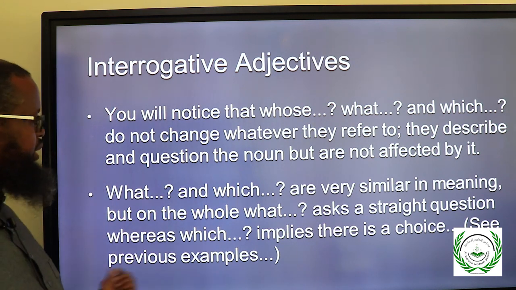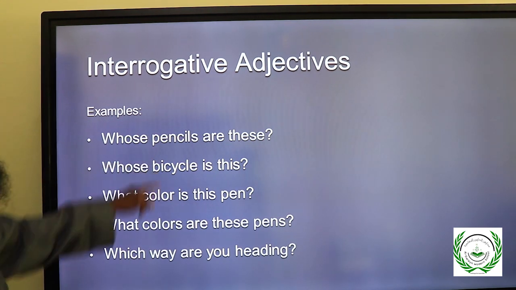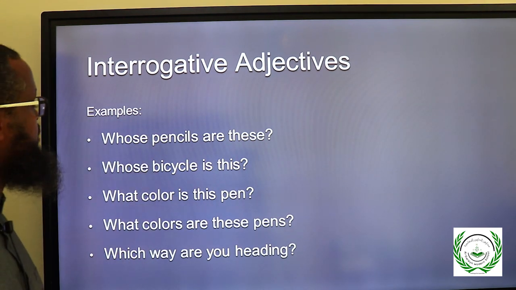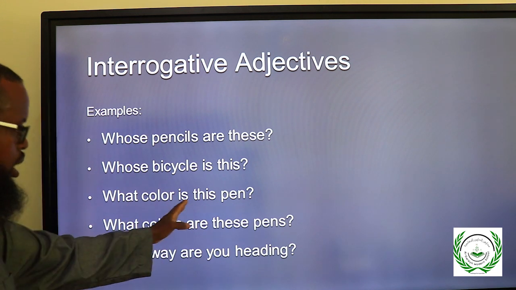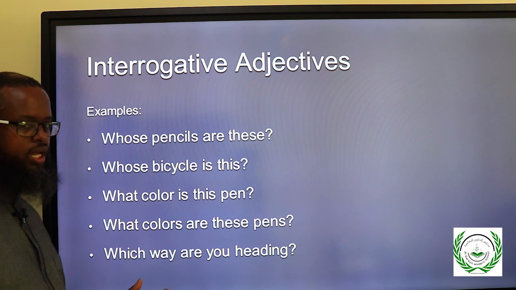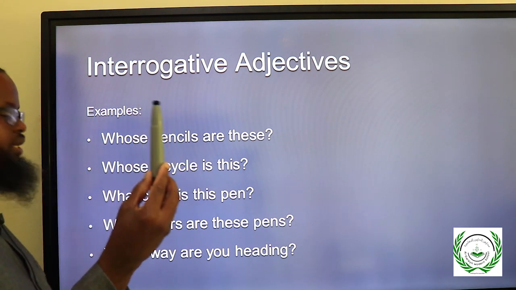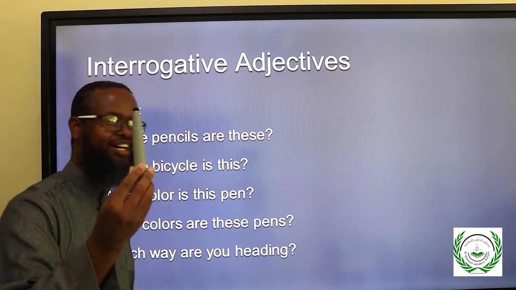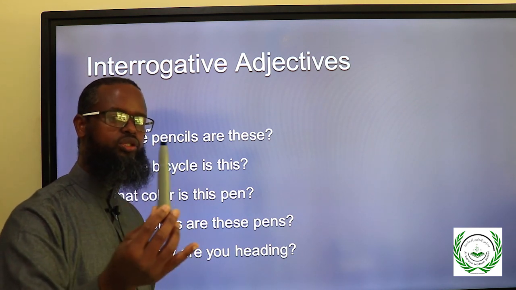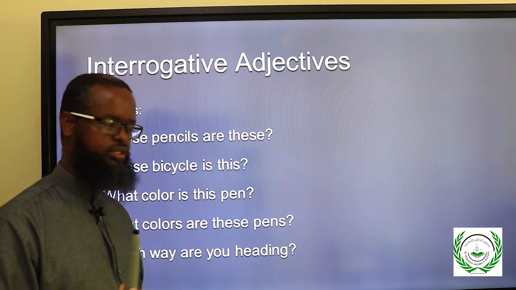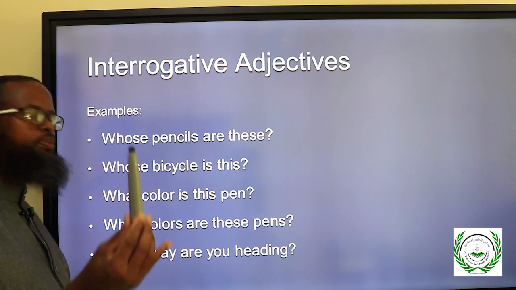We'll go back to the previous page, which is the examples here. So we said the interrogative adjective what is a straight question. What color is this pen? Well, the color of this pen is gray, if I'm not mistaken. That's a straight question and a straight answer. You cannot give more than one answer. You haven't got any choice. The question doesn't give you choices to give different answers. The color of this pen is only gray.